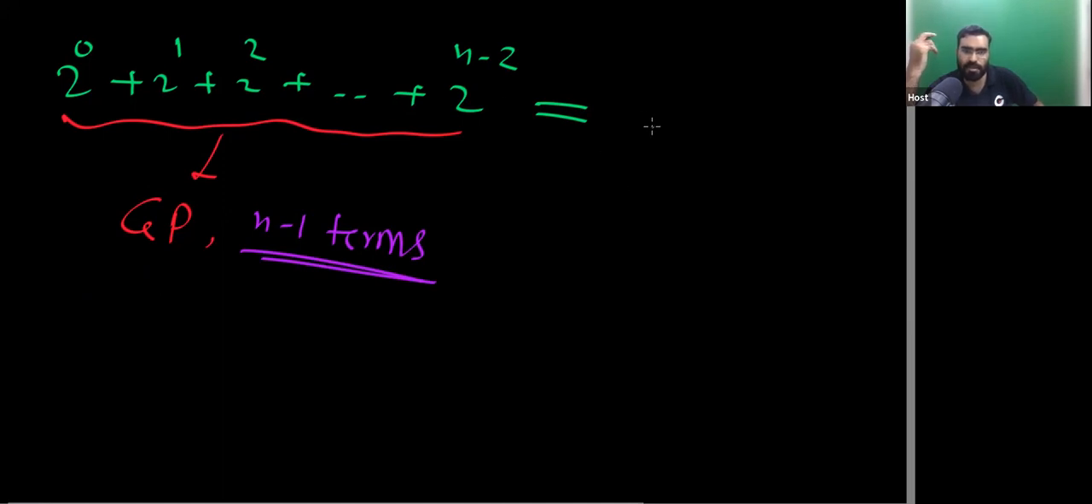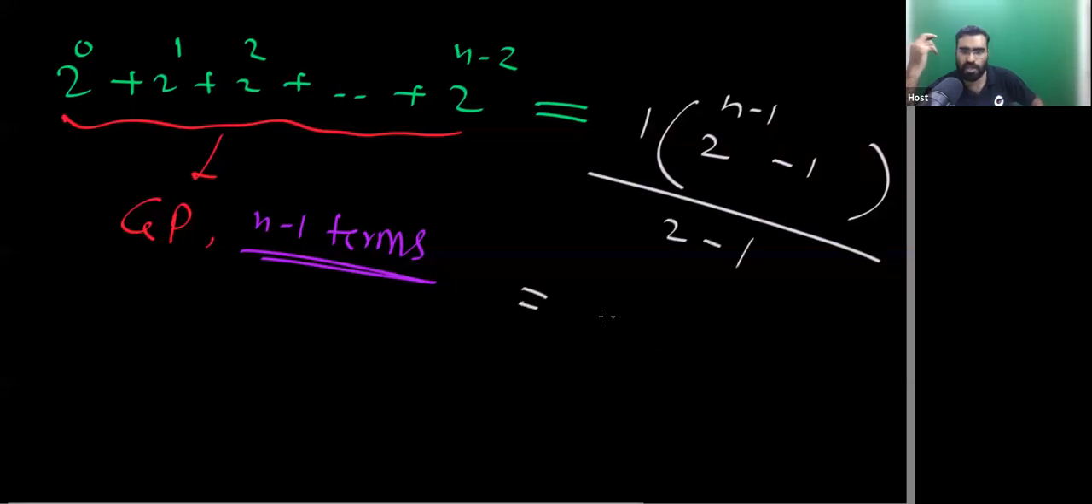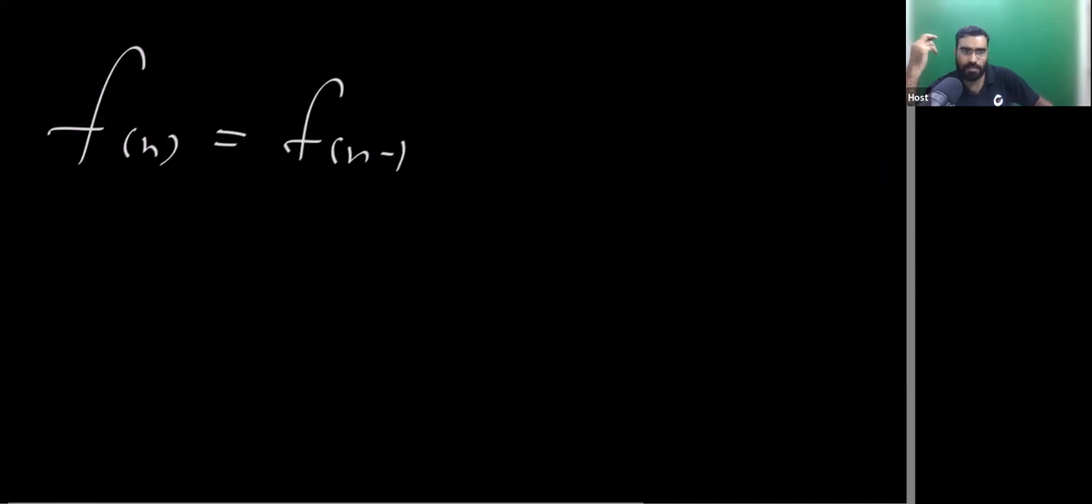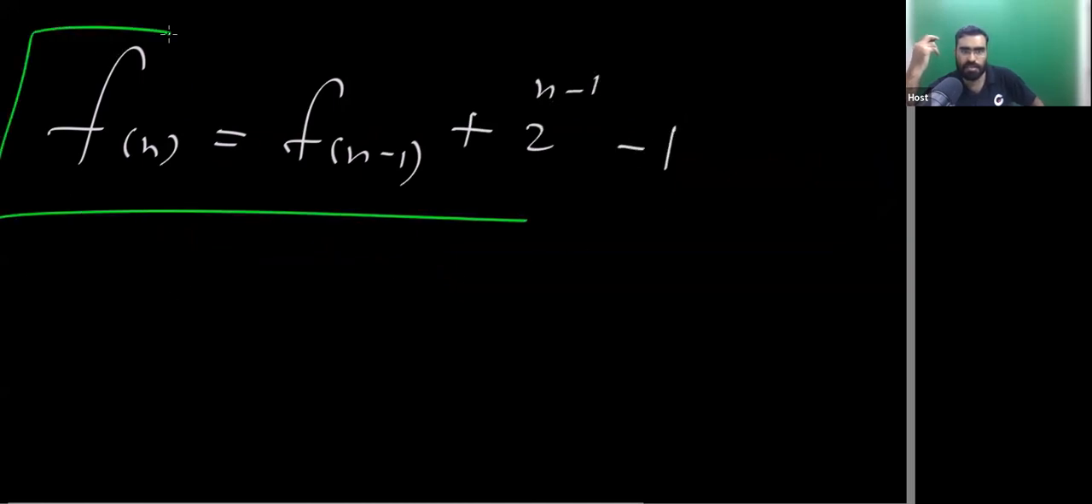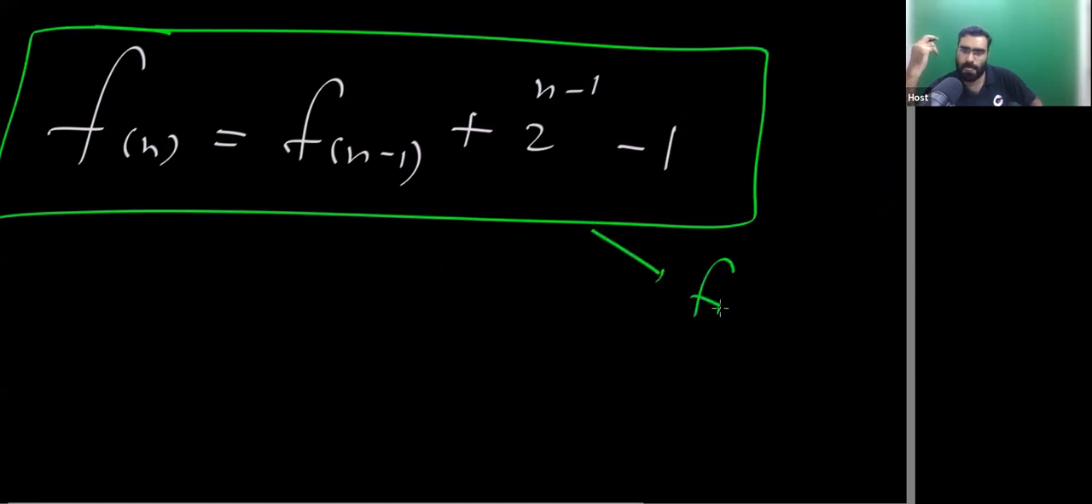So tell me, what is the summation? The summation is the first term multiplied by common ratio power number of terms minus 1, divided by common ratio minus 1. So that is 2 power n minus 1 minus 1. So your final answer will be Fn minus 1 plus 2 power n minus 1 minus 1. This is the final answer.